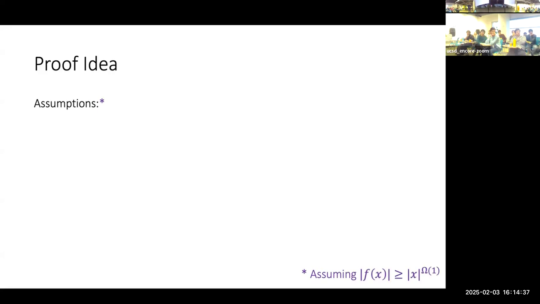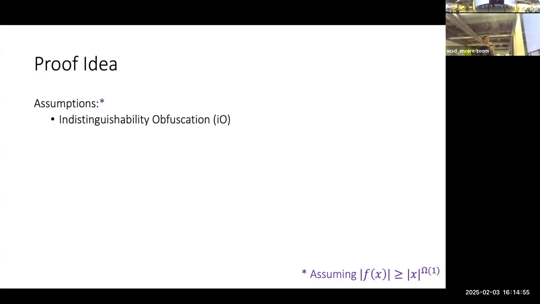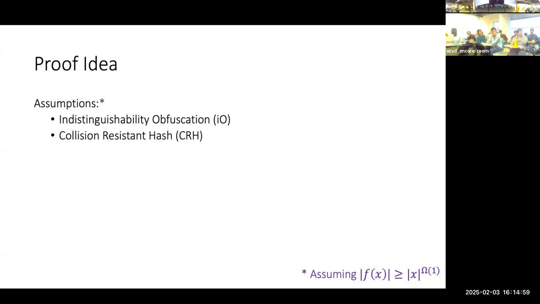So the first assumption that I'm going to make just for this talk is that the Levin reduction between SAT to GapMCSP is not too shrinking. The output of the reduction is polynomially related to its input. Otherwise, we need a slightly stronger assumption. And then we need obfuscation. And we need a second assumption, which is a collision-resistant hash function.